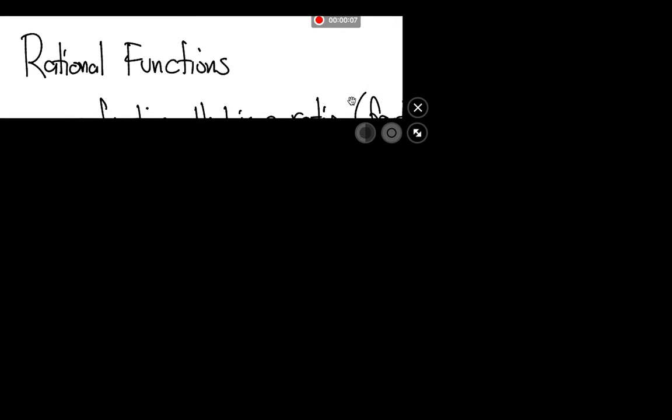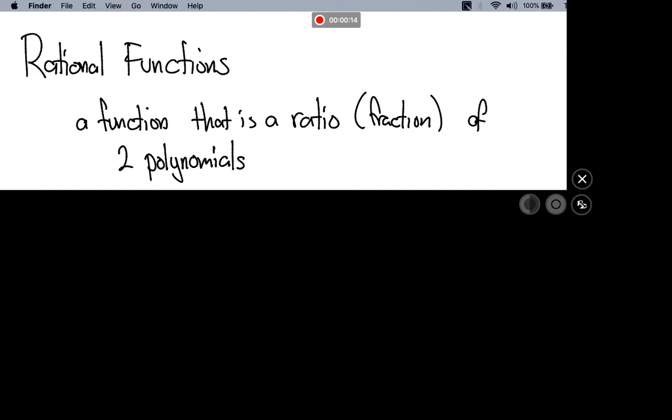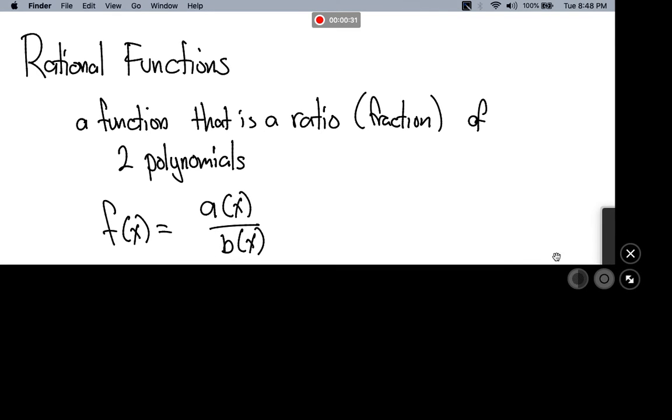So let's begin our look at rational functions. Rational function comes from the word ratio. Rational comes from ratio, and it is basically a function that is a ratio of two polynomials. And in math, when we talk about a ratio, we're talking about a fraction. So a rational function is anything that looks like this.